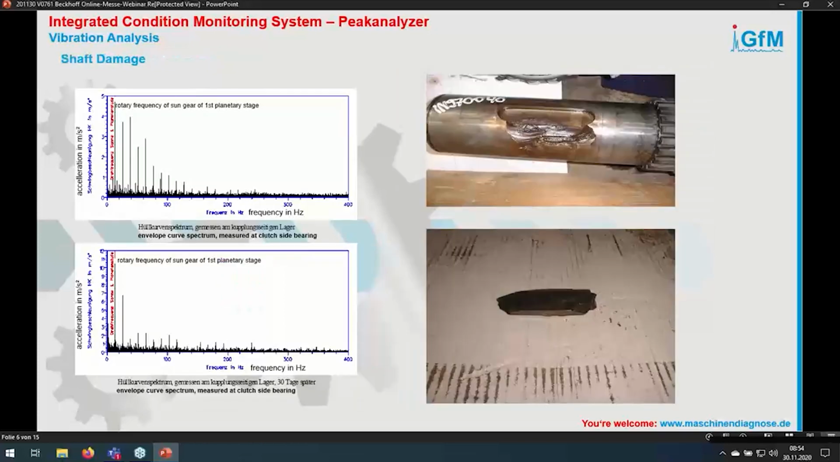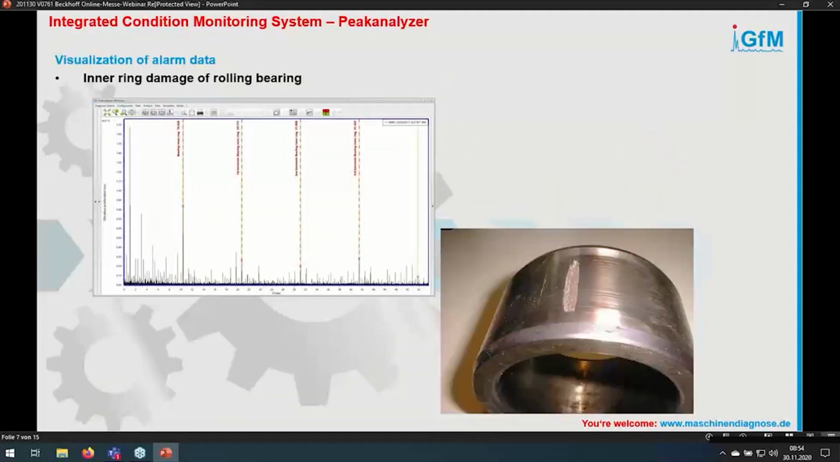Another example is the shaft damage, as you can see in the picture. This results in the corresponding spectra, where you have the rotating frequencies in the envelope order spectrum, as we can see here, for example. So these peaks are an indication that we have this shaft damage. So, one further example.